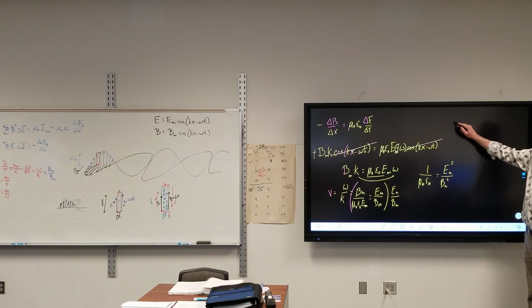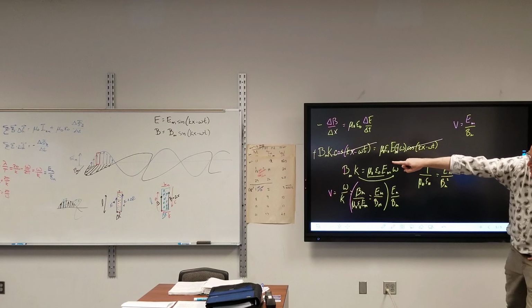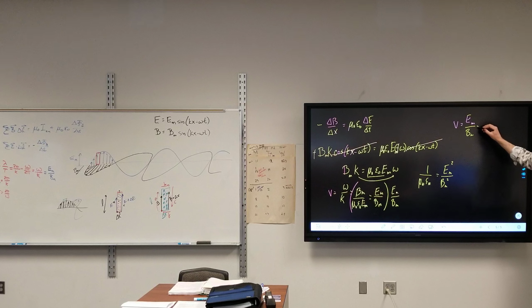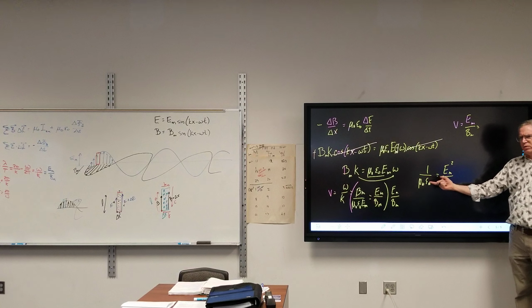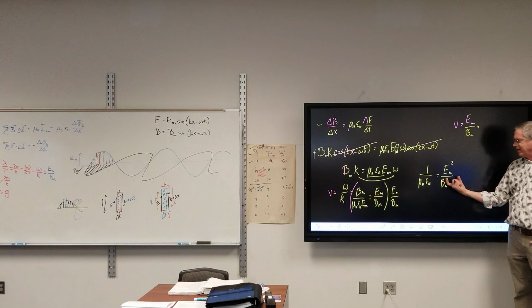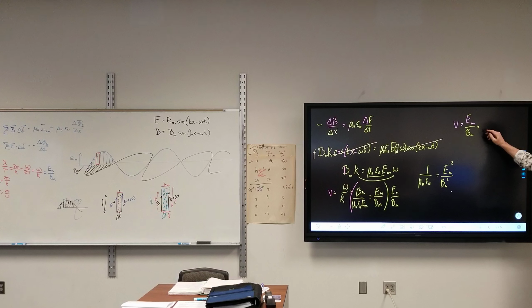So I know that the speed of this wave is equal to E sub m over B sub m, because that's what I got over there. So that's just the square root of this. If I take the square root of both sides, I get the speed and then that. So I get the square root of 1 over mu sub naught, epsilon sub naught.